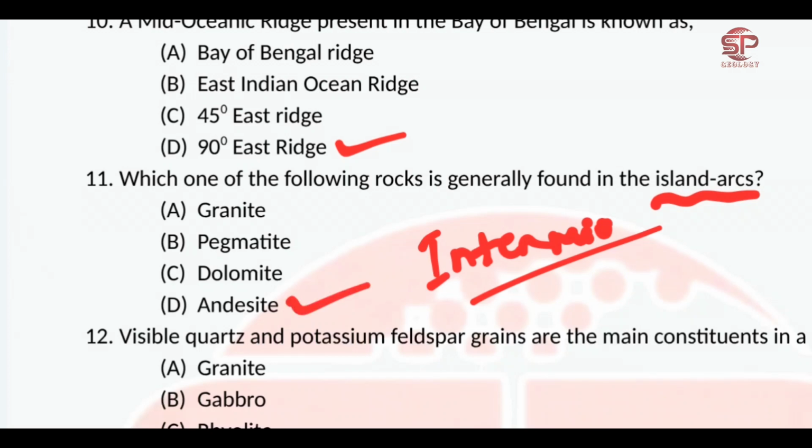So it will be andesite. Andesite is also a characteristic rock in island arcs because basic volcanism will occur, then it will get mixed with the continental crust. So mixing with continental crust, it will produce andesite, an intermediate rock.